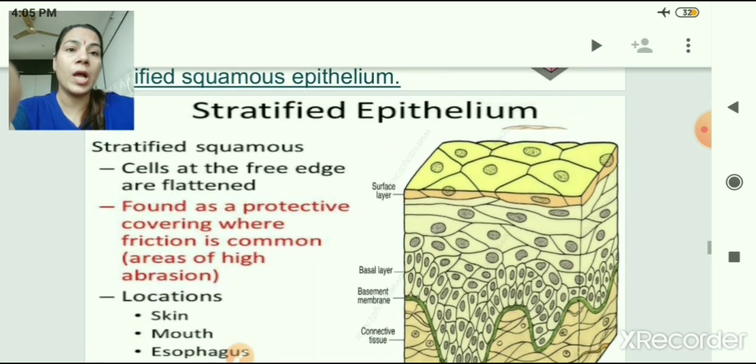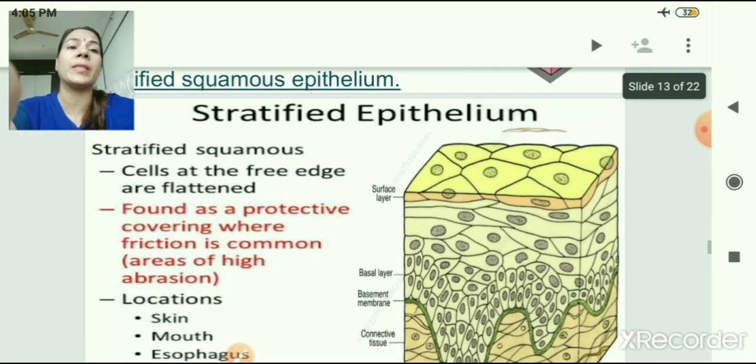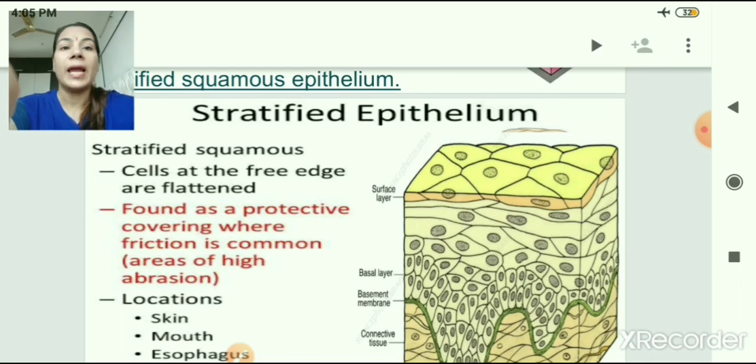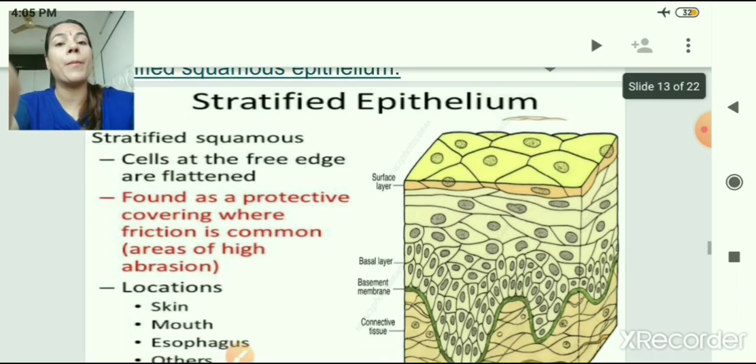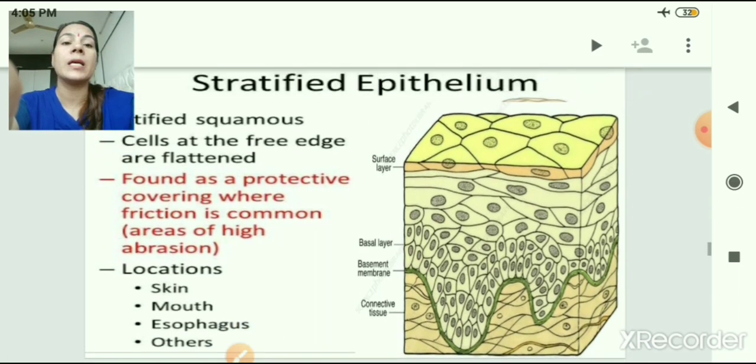So now we will study stratified epithelium. In stratified squamous epithelium, the cells at the free edge are flattened, and it is found as a protective covering where friction is common, in areas of high abrasion. Its location is in skin, mouth, esophagus and other body parts.